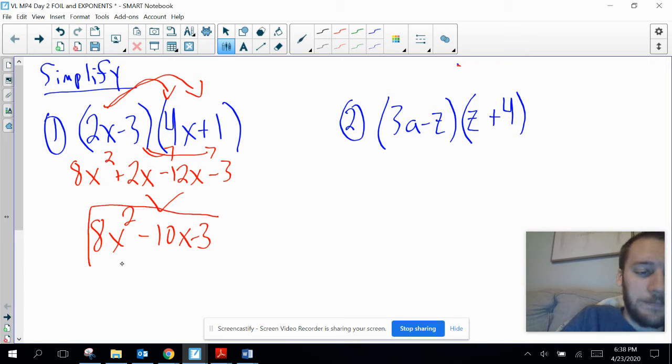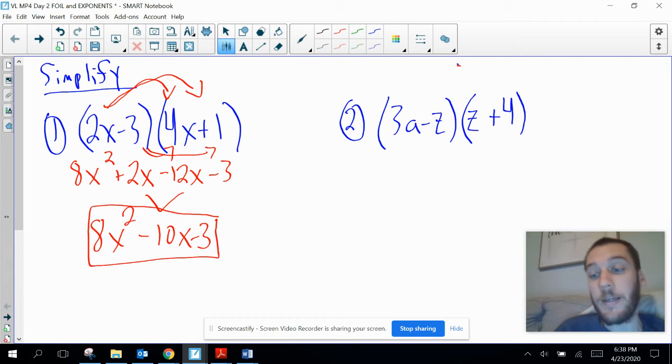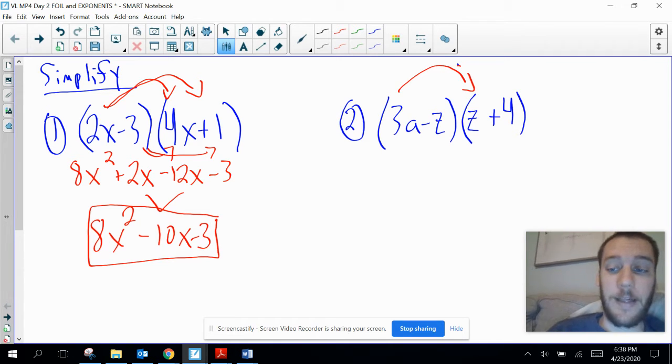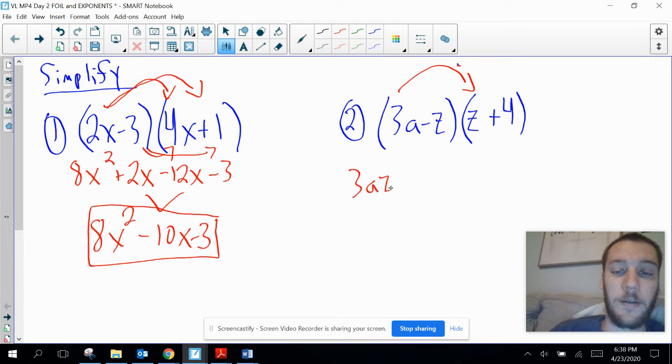That's it. All right, we're doing the same thing if it's a little bit messy with some weird letters in here. We've got first letter times another letter, you just leave it as it is. So 3az. Outside, 3 times 4 is 12. We still got the a.